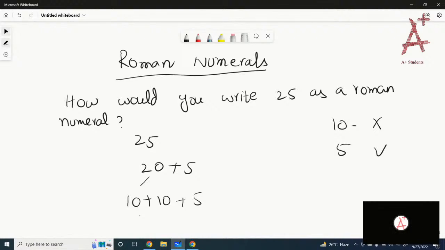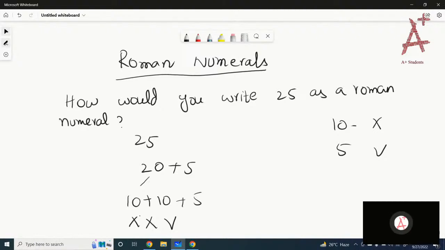Okay, so 10 plus 10 is 20 and 20 plus 5 is 25. Got it? So we can write 10 as X, then another 10 as X, so you can write it as XX, and then V for 5. Got it? Okay, let's start with another example.